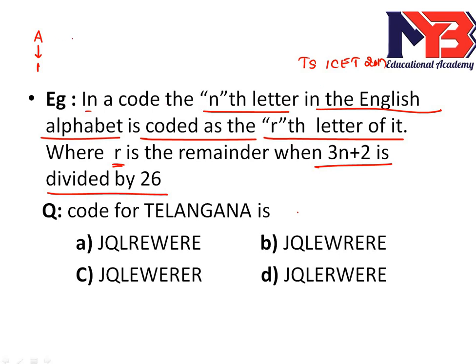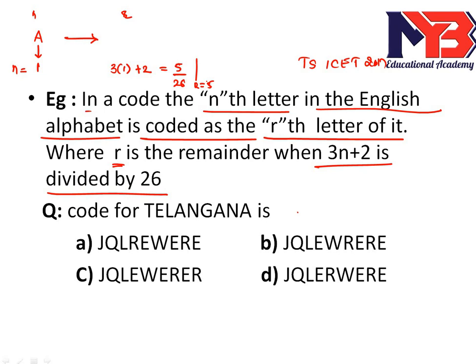This is coded as some rth letter. The nth letter is coded as the rth letter. And what is the logic of the rth letter? R indicates the remainder of 3n plus 2. What is the n value here? The n value is 1. So what is 3n plus 2? 3 into 1 plus 2, that is giving a result of 5. So when you divide 5 by 26, what is the remainder we are going to get? 5 itself. 5 by 26 is 5.